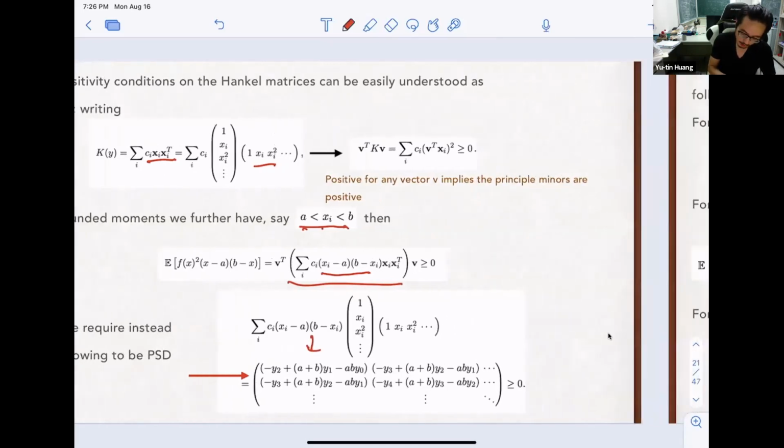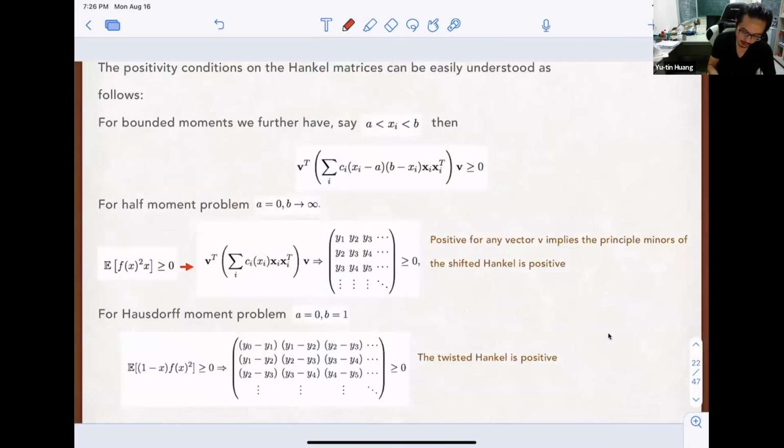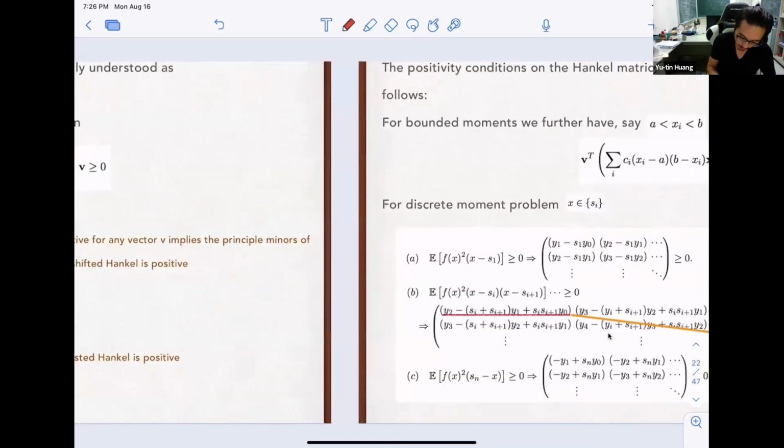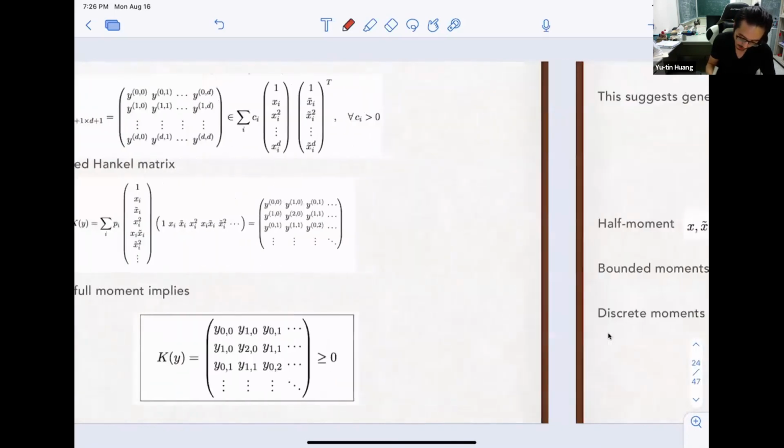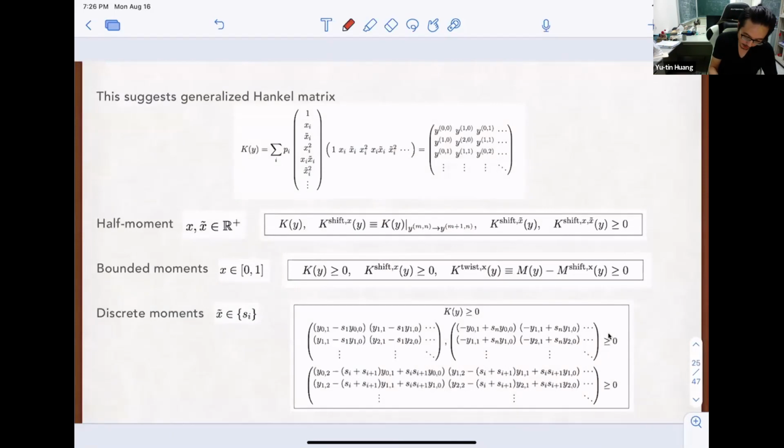So by identifying that these are moments, we can derive different constraints. Let me skip this discussion a little bit just to give you the result. Basically the punchline is that now we can derive the complete constraint associated with the double moment problem. For example, if you have both moments in just the positive region, which means the half moment, then you basically have the generalized Hankel matrix, which is defined in this way. This is basically the double expansion in two different directions. And so you require that the Hankel matrix shifted in one direction, shifted in the second direction, and both shifted Hankel matrices all have positive minors.